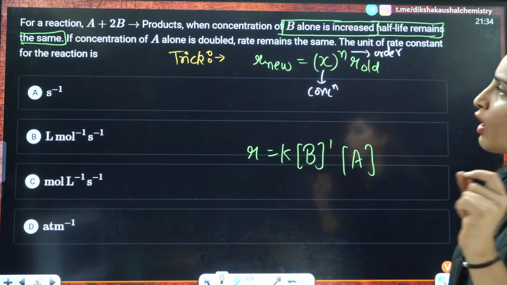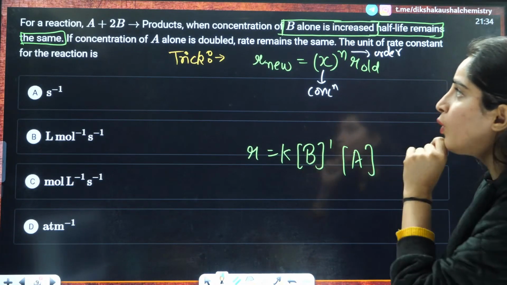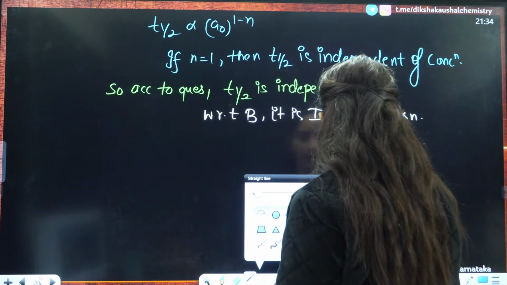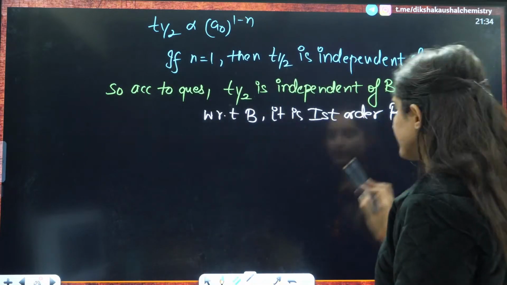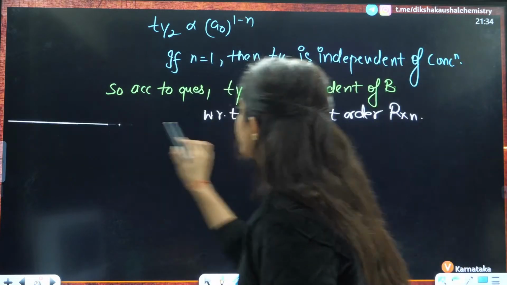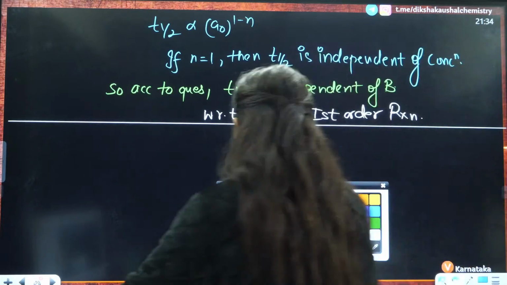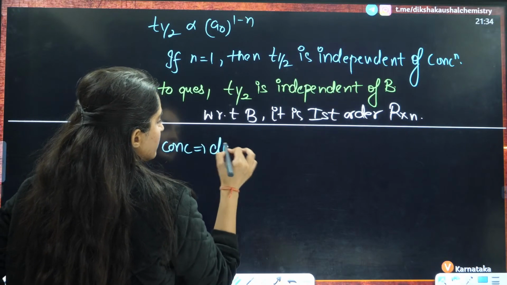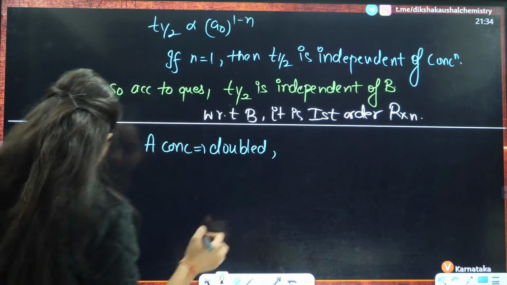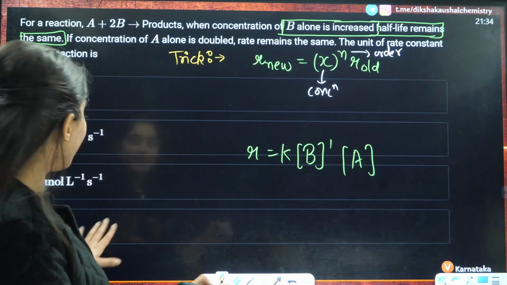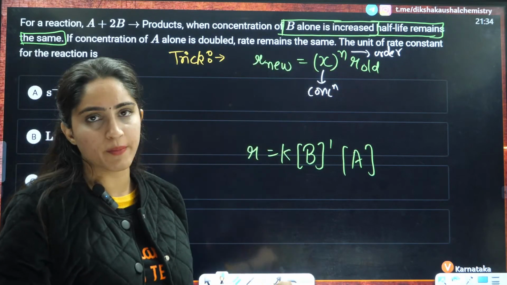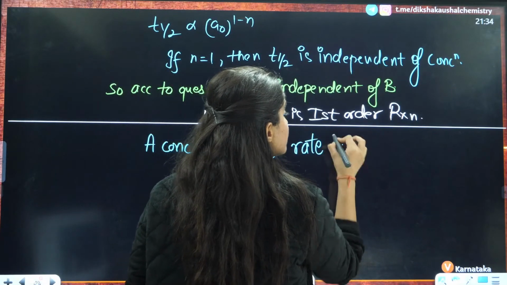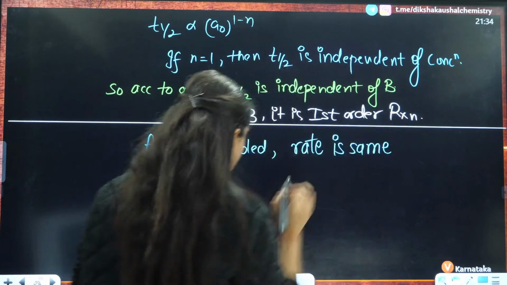Next they are saying if the concentration of A alone is doubled. The next hint that they are giving us is for the concentration of A. Now they are saying that when the A concentration is doubled, then the rate remains the same. Now you have to apply this concept here. Then the rate is the same, not T half. Now for this, remember one thing.